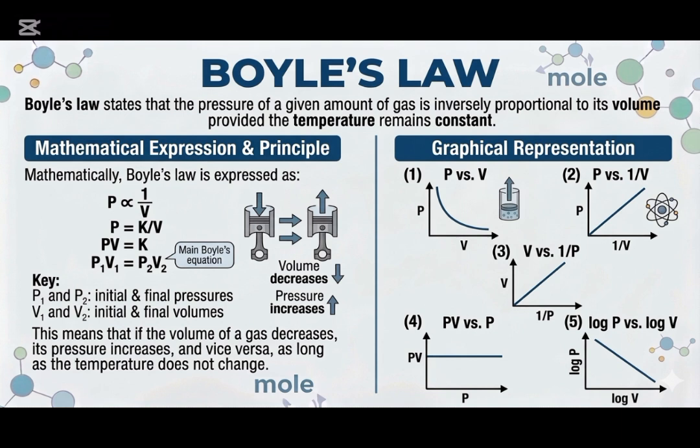And therefore, because the gas moves from initial amount to final amount, or changes state, then we are going to get P1 V1 equals P2 V2. So this will be the formula to be used. In this respect, P1 and P2 are initial and final pressure, while V1 and V2 are initial and final volumes. With the formula gotten, it means that if the volume of a gas decreases, its pressure increases, and vice versa, as long as the temperature does not change.